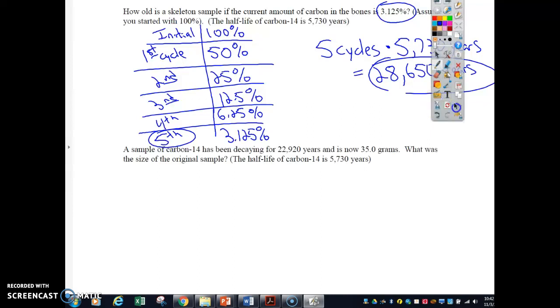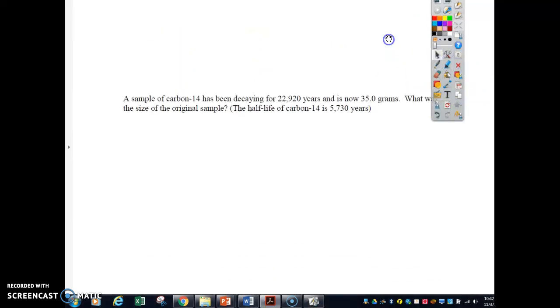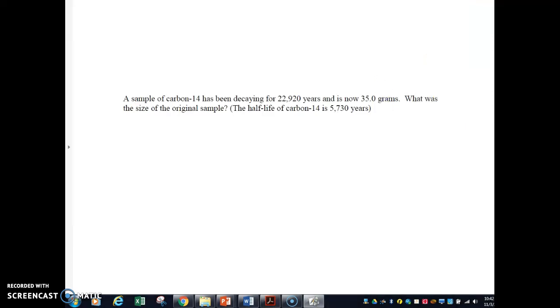One more. The sample of carbon-14 has been decaying for 22,920 years and is now 35.0 grams. What was the size of the original sample? The half-life of carbon-14 is 5,730 years. Okay. It is asking for an amount. What was the size of the original sample? Now, I give you 2 lengths of time, 22,920 and 5,730 years. So we want to figure out how many cycles that went through.